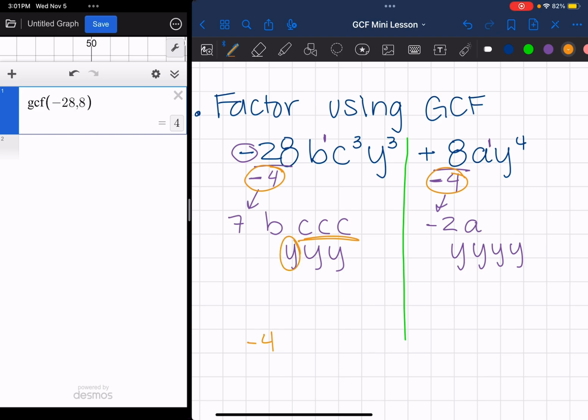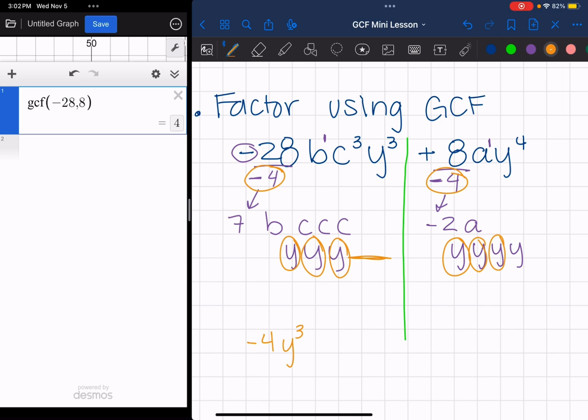So I'm going to go circle, circle. That's one group. Circle, circle. That's a second group. Circle, circle. That is a third group. And then on my first term, I ran out. So that's how I know I am done. So I made 3 groups of y's to get y to the 3. So that is our GCF.